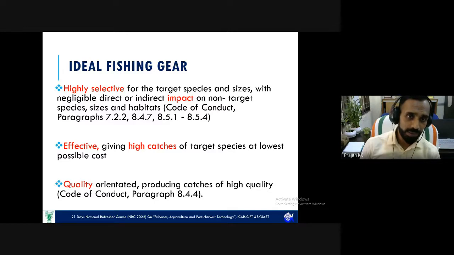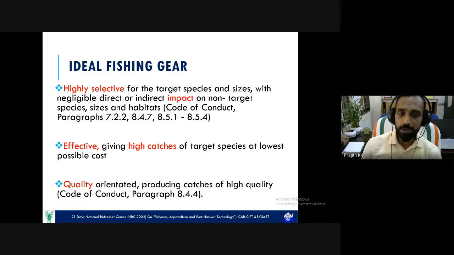The third one is that it should be effective and give a high catch at the lowest possible cost. With the lowest investment, we have to catch the fish very effectively, and the catch also needs to be very high.